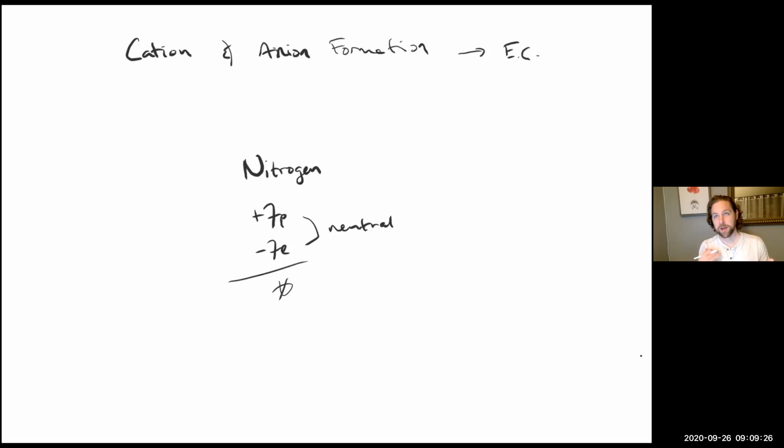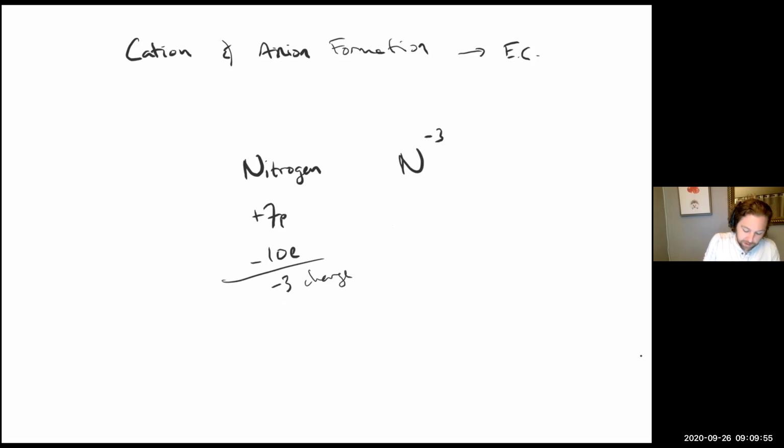So anytime you have an uneven number of protons and electrons, that's when you have an ion. So let's say we have an atom of nitrogen, and it now has 10 electrons. I'll treat those 10 electrons as a cumulative -10, and we can combine these to get the charge. Now, we would write that as N with a -3 on top. Anion is just a name for a negative ion. Anion is negative. And cation is just the term for a positive ion.